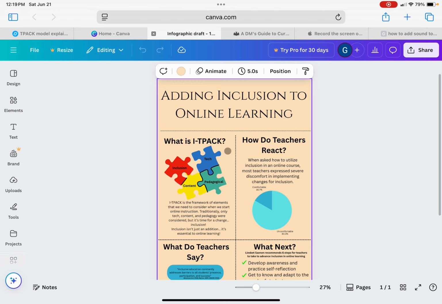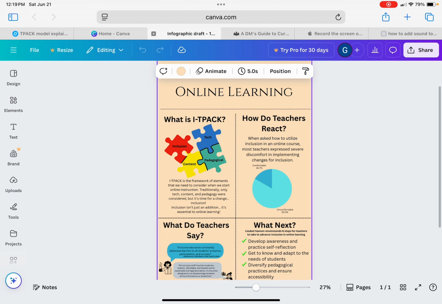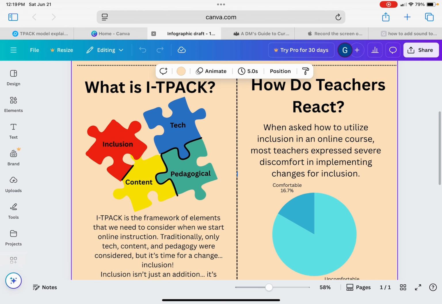To start off, in the actual infographic, we're going to look at the top left of the infographic, which is what is ITPACK. I wanted to introduce what it is that the study was presenting, which is the addition of inclusion into the TPACK structure. So I decided to use this puzzle piece situation with inclusion as the missing piece that is being added to the entirety of the concept.